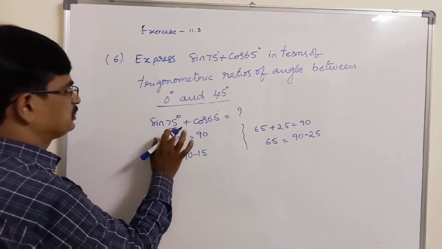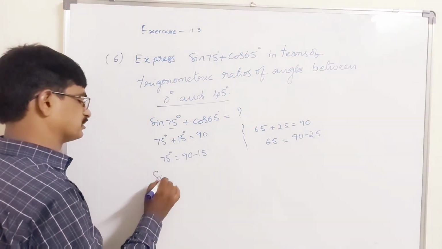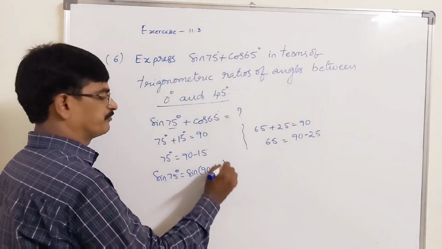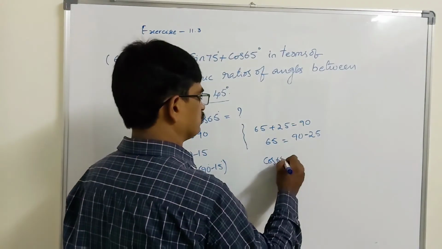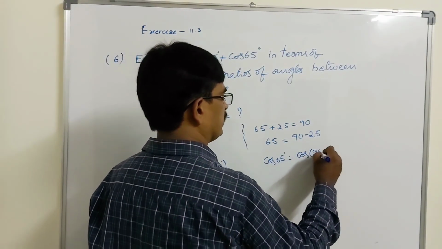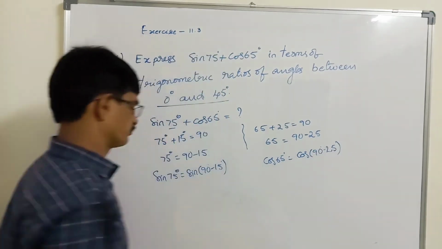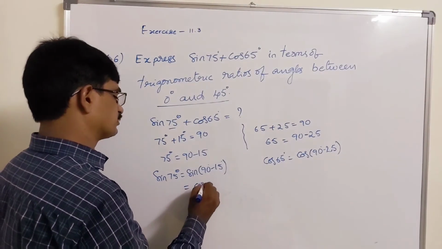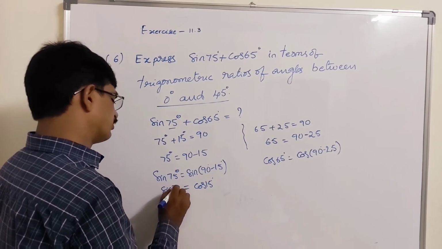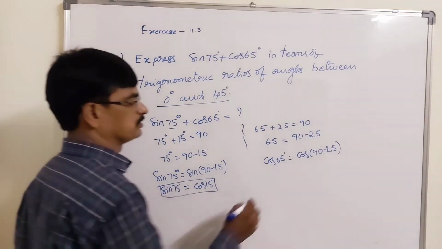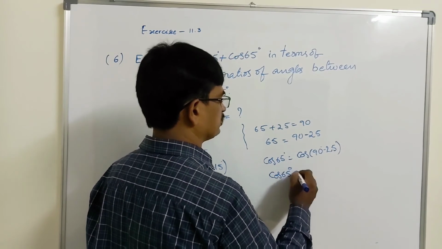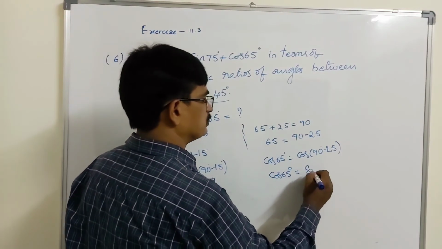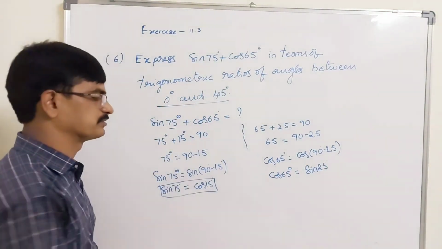Okay. Now sin 75 is there, so apply sin on both sides. Sin 75 degrees is equal to sin of (90 minus 15) degrees. Cos 65 degrees is equal to cos of (90 minus 25) degrees. But sin of 90 minus theta is cos theta, that is cos 15 degrees. That is, sin 75 degrees is the same as cos 15. Here cos 65 degrees is equal to cos of 90 minus theta. Cos of 90 minus theta is sin theta, that is sin 25 degrees.